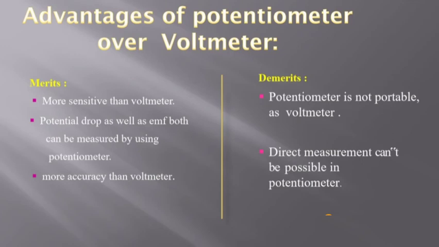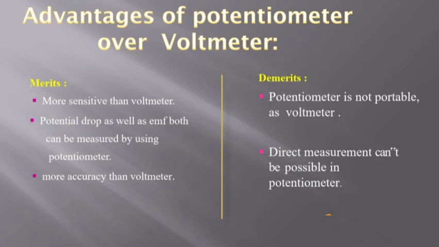Potentiometer can be used to measure the potential difference as well as the EMF of the cell. A very small potential difference, for example 10 raised to the power minus 6 volts, can be measured with it. Least count of the potentiometer is much better as compared to that of the voltmeter. The accuracy of the potentiometer can be easily increased by increasing the length of the wire.